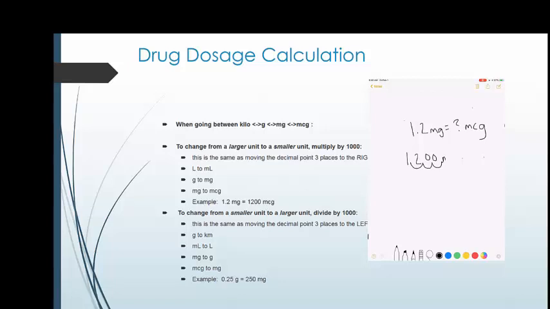Now to change from a smaller unit to a larger unit, we're going to divide by 1,000. This is the same thing as moving that decimal point 3 spots to the left. So if you want to go from 250 milligrams to grams, you would divide by 1,000 or move that decimal spot. The decimal point would be at the end of the 250, so it'd go 1 to the left, between the 5 and the 0, another one to the left between the 2 and the 5, and then one more to make the third spot, so it ended up being 0.25 grams.